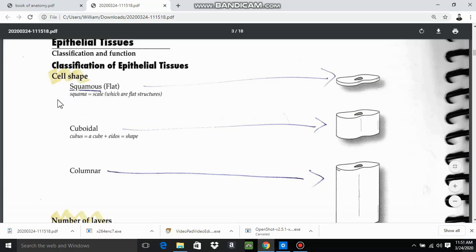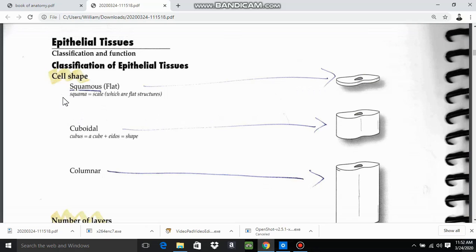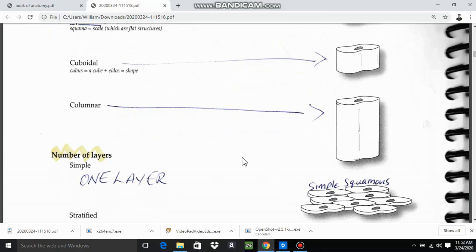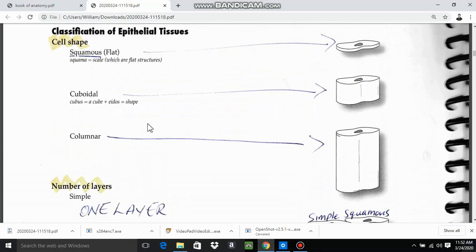We have different names for the shapes. So there's squamous, which would be flat. There's cuboidal, which would be cube-like. And then columnar, which is obviously in a column. Did I say columbar? It's columnar. Wow. Spicy, if you know what I mean. Okay, moving on. Pretty simple stuff.